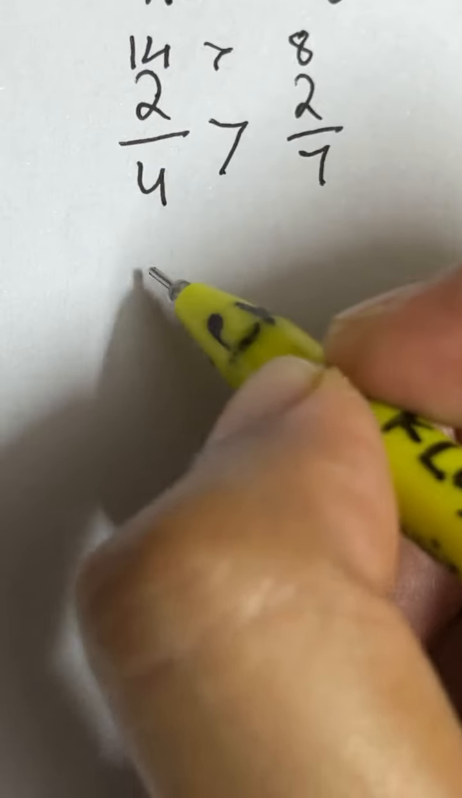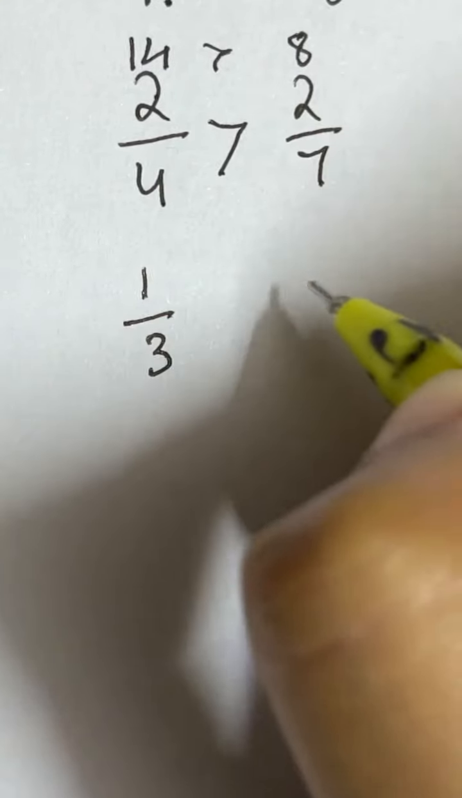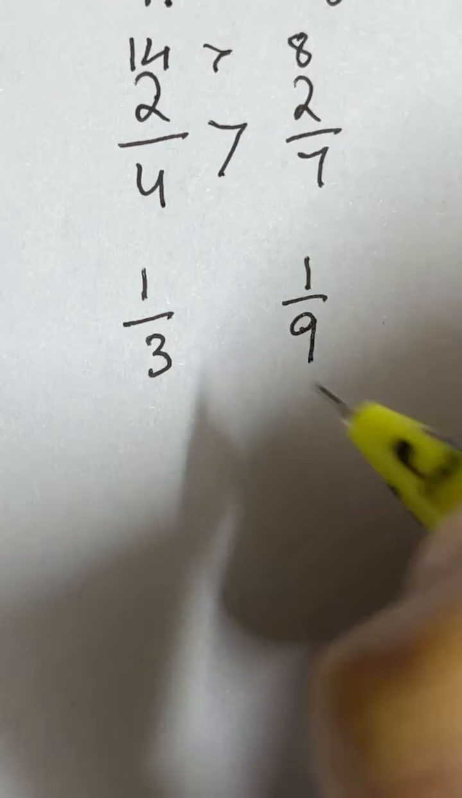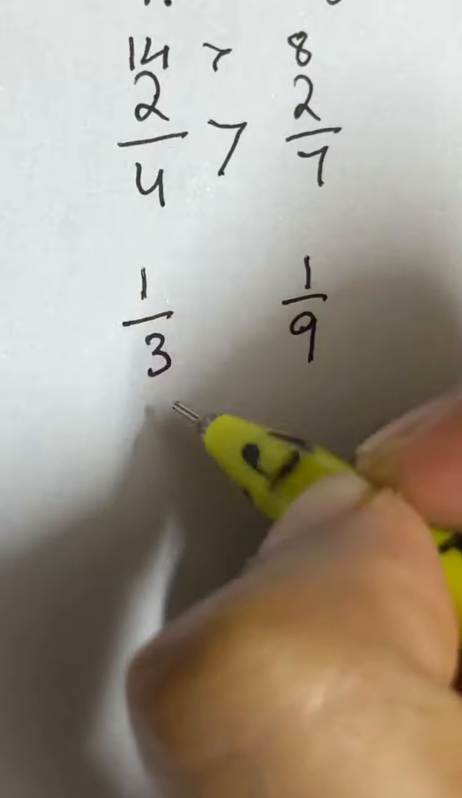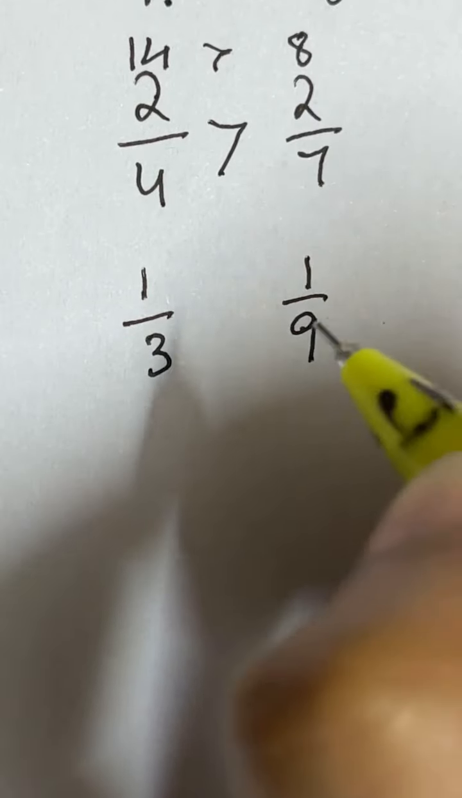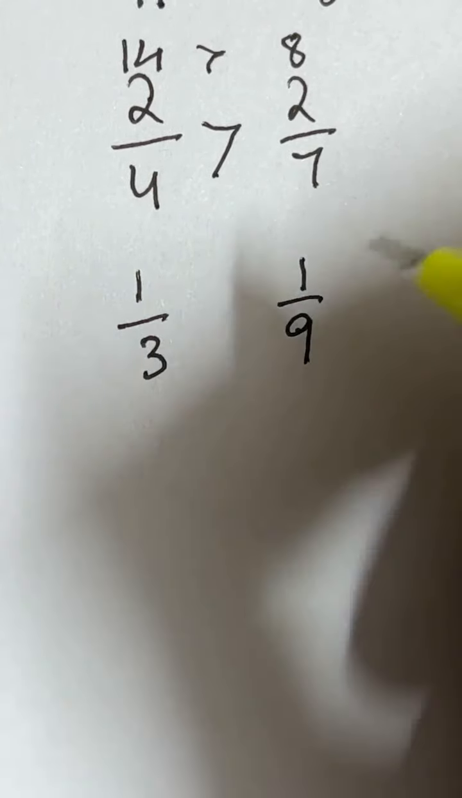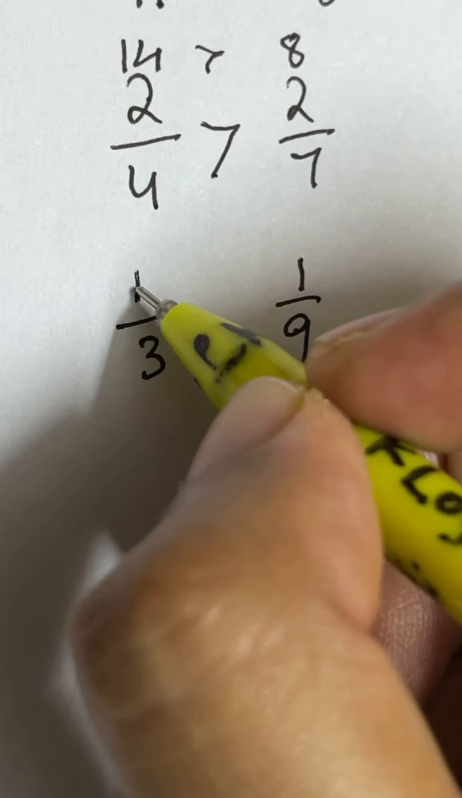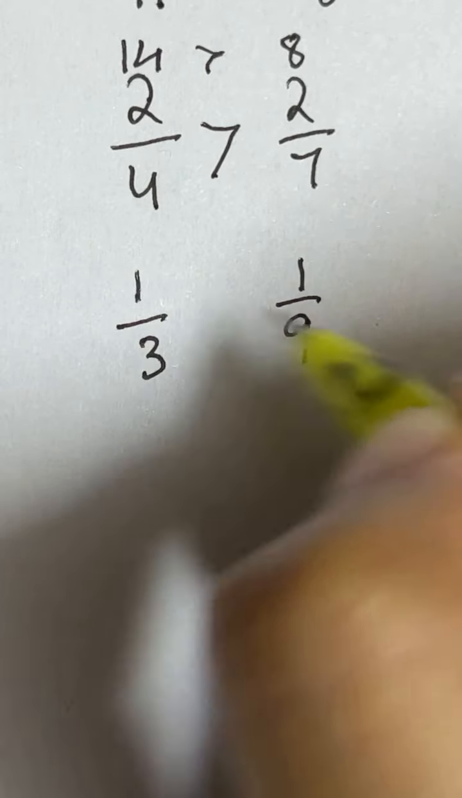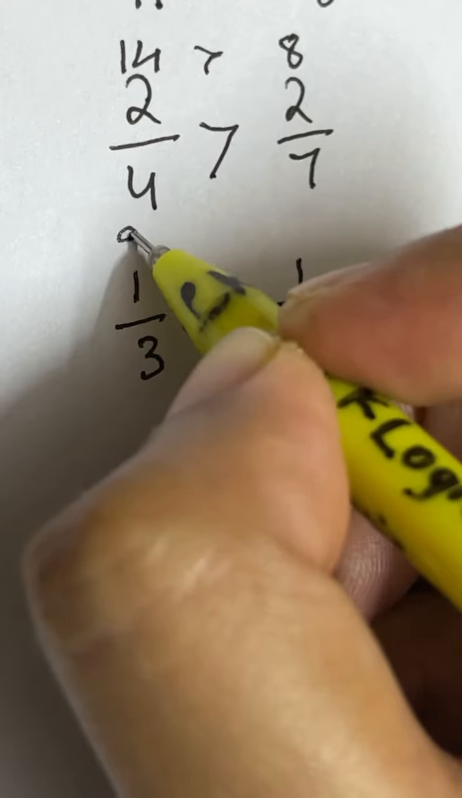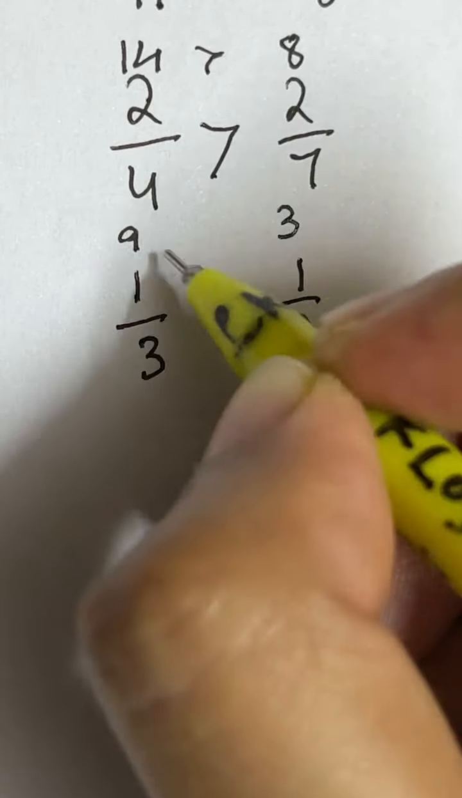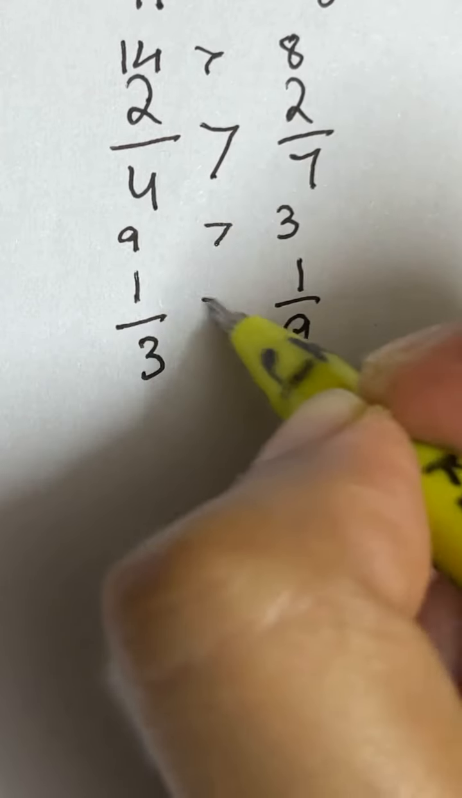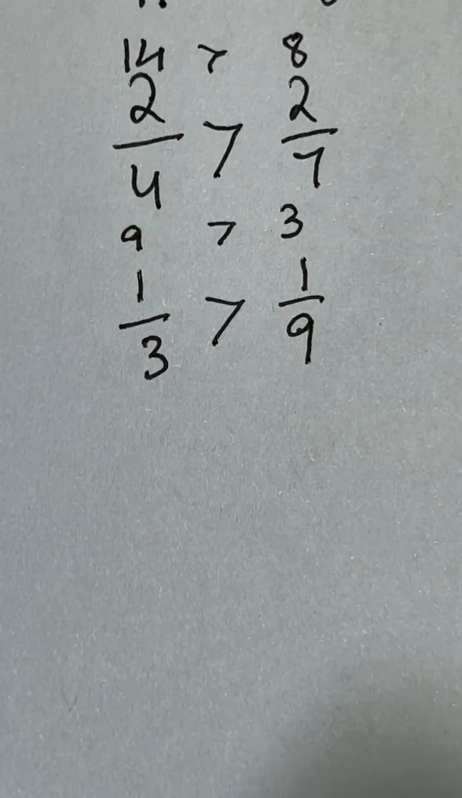Okay, so let's see another example. 1/3 and 1/9. The same numerators, the lesser the denominator, the larger the fraction. That means 1/3 is greater than 1/9. And with the butterfly method, what are we going to do? We are going to multiply the numerator with this number. 1 times 9 gives us 9, write it on the top. 3 times 1 is 3, write it on the top. 9 is greater than 3, that means 1/3 is greater than 1/9.